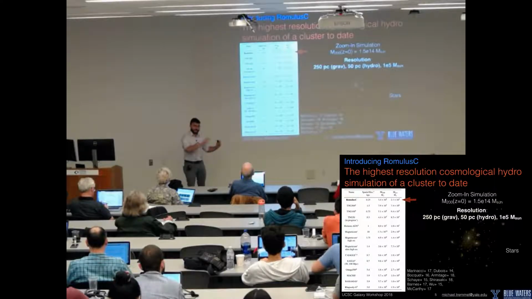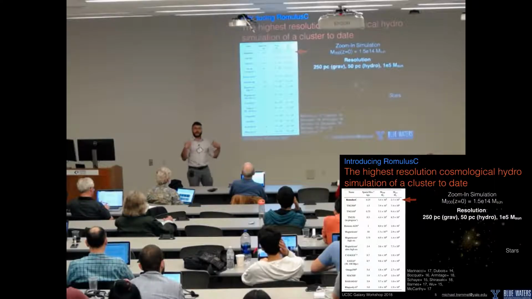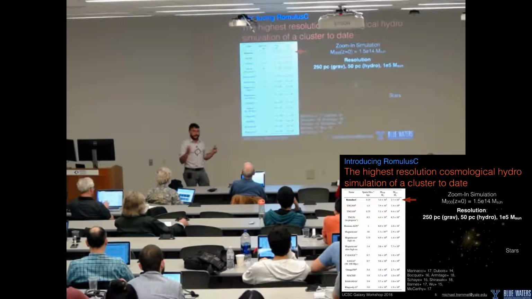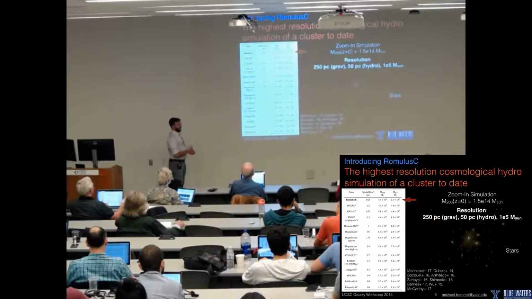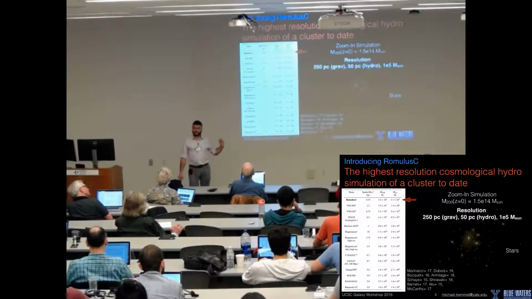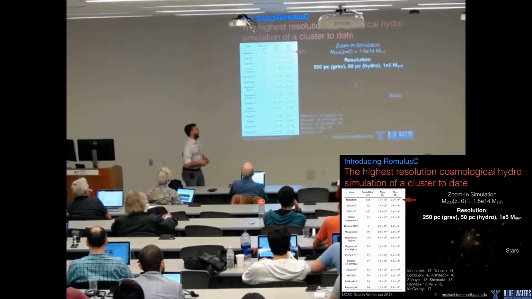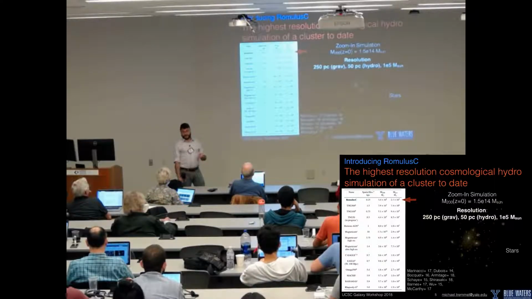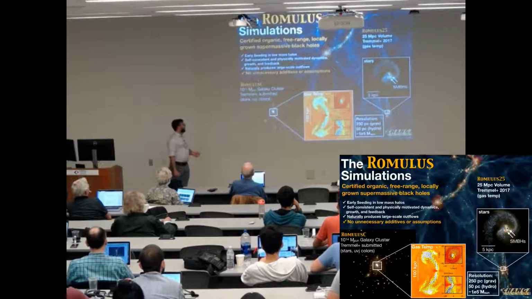Now granted, these bigger simulations are all about numbers, right? You have many galaxy clusters. You're not necessarily looking to study galaxies in detail, and that's fine. We are, and so we have one, but we have a lot of detail. I should note that one exception is IllustrisTNG 50, which will have very similar resolution and also one galaxy cluster, a very similar size to RomulusC, which is about 10 to the 14 solar masses at redshift 0.